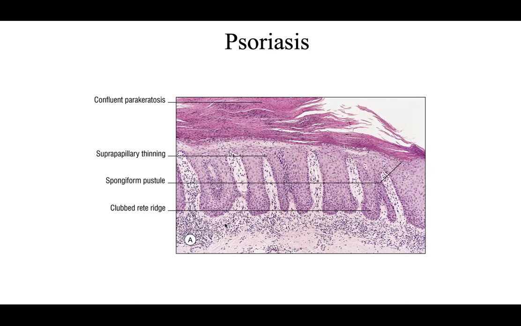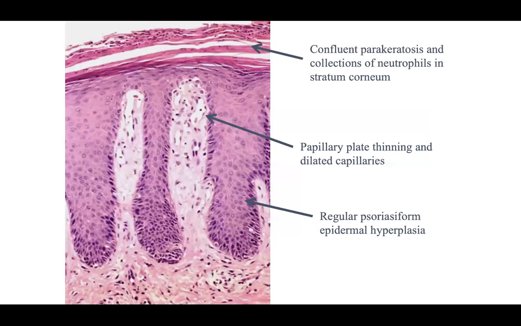If you see a large lack of eosinophils, you're looking really hard, you can't find any, and it looks more psoriasiform, then that argues more towards a psoriasiform dermatitis, potentially partially treated psoriasis. More examples of that confluent parakeratosis and collection of neutrophils in the stratum corneum with papillary plate thinning and dilated capillaries and regular psoriasiform epidermal hyperplasia.